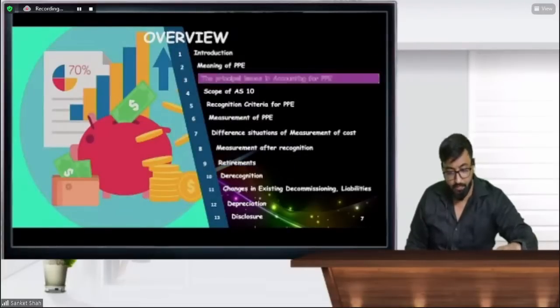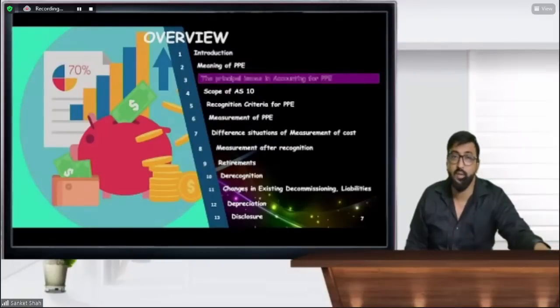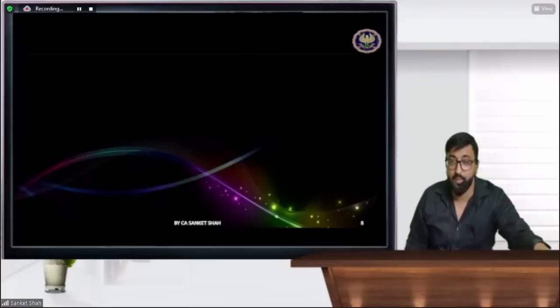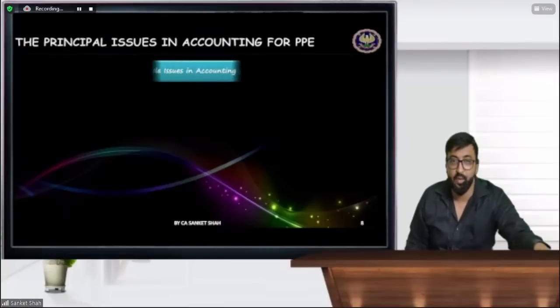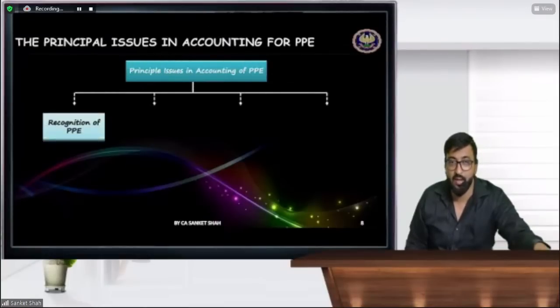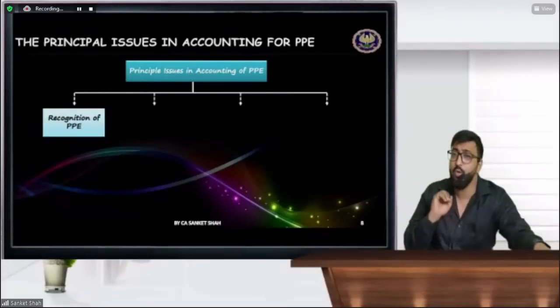Okay. So now what we are going to see is RMPD analysis. So what is RMPD analysis? Recognition of PPE. So what is the value of that PPE? Recognition of PPE means when to record property, plant and equipment in your books? Otherwise you will record it as an expense.